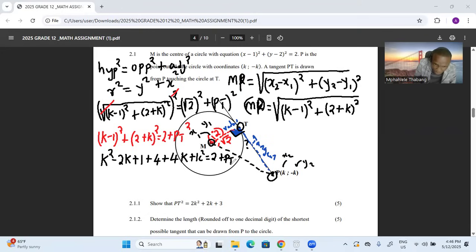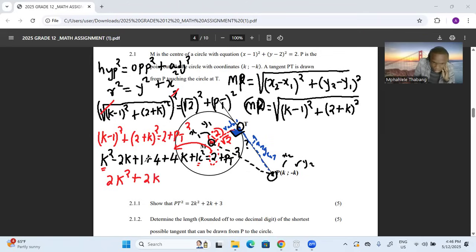I don't have enough space, guys. Okay, so I'm going to take this 2 to this side, and let me add like terms. k squared plus k squared is 2k squared. Minus 2k plus 4k is 2k. So 2k squared plus 2k.